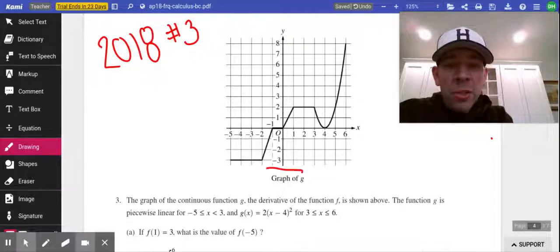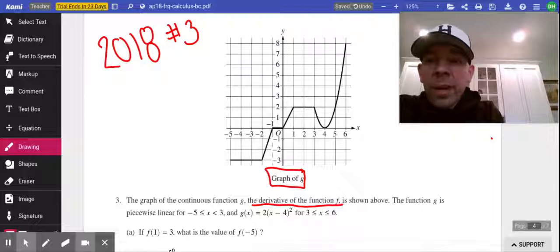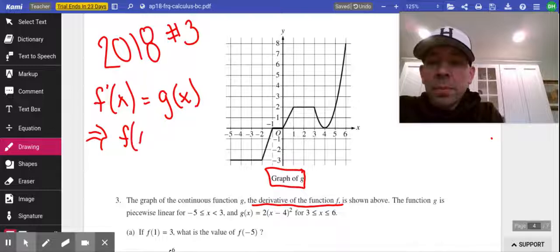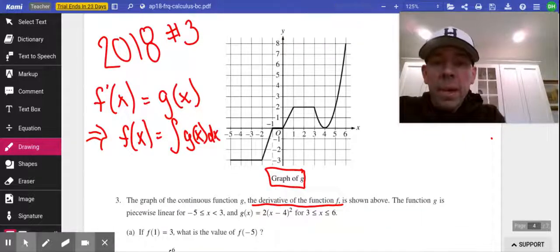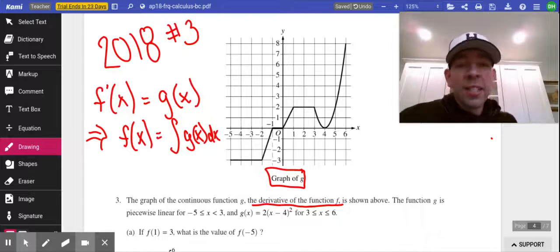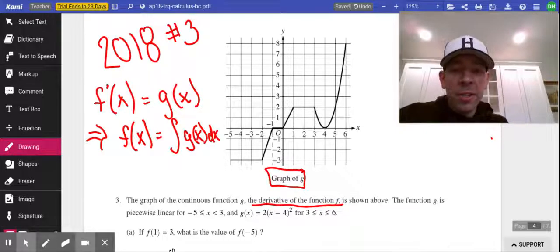So they've given me a picture of g, and they said g is the derivative of f. So we're thinking, okay, if I've got function f and I differentiate it, the answer is going to be g. And basically what that's implying is that f of x is the antiderivative of g, if you want to think of it that way. And g is totally piecewise until you get to x equals 3, and from 3 to 6, we've got ourselves a nice parabola.